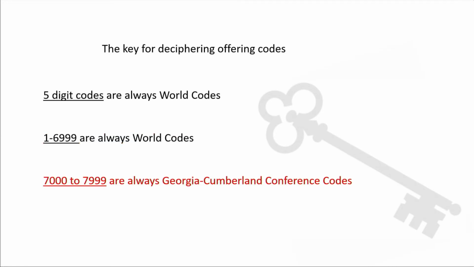7,000 to 7,999 are always Georgia-Cumberland Conference codes. The easy way I remember it is any 4-digit code that starts with the number 7 is a Georgia-Cumberland Conference code. And last but not least, code numbers from 8,000 to 9,999 are assigned as your local church codes. Your church probably won't use them all, but whatever local codes you have will range between these two numbers.